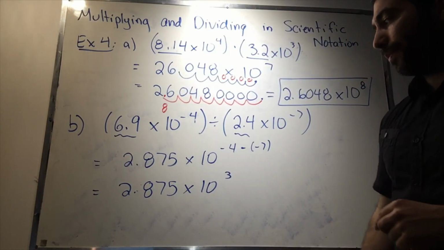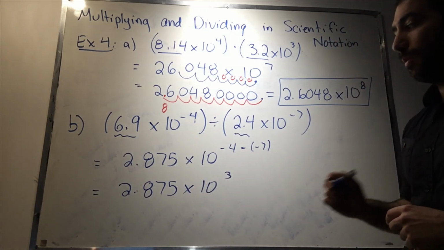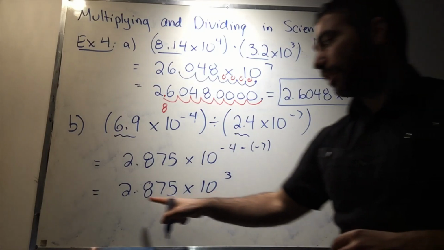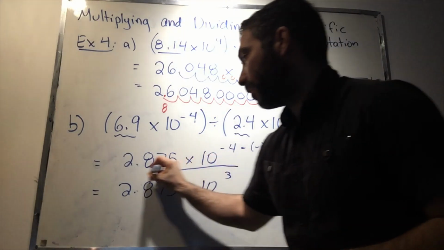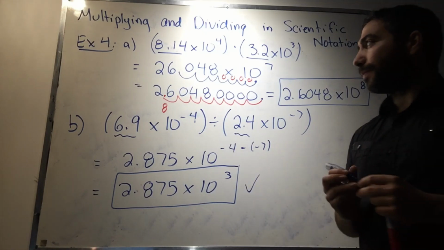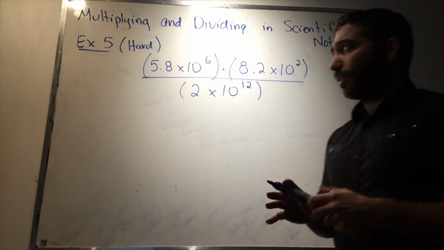Okay. Do we stop here? Now we could, because 2.875 is in scientific notation. This number is between 1 and 9.99 repeating, so this is correct. Okay. Great work, guys.